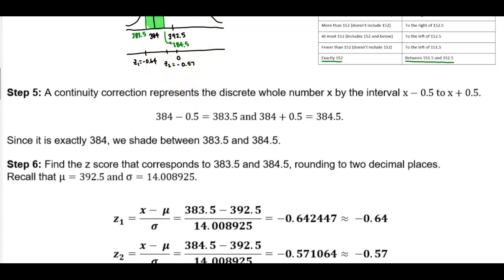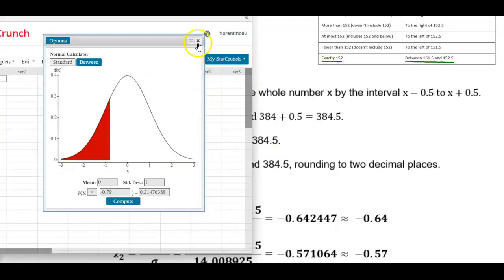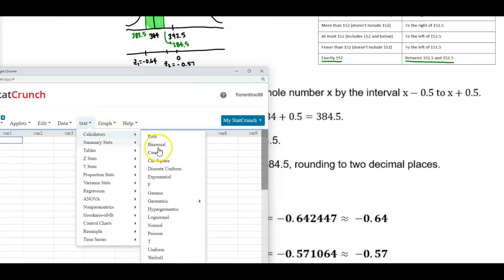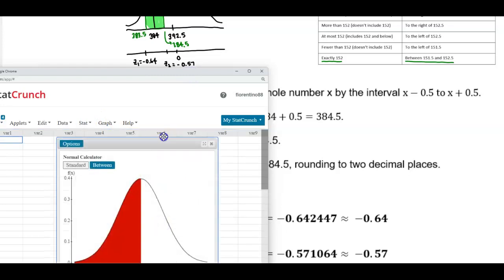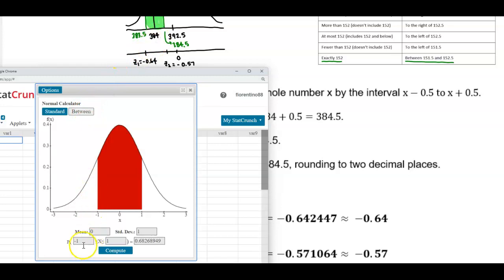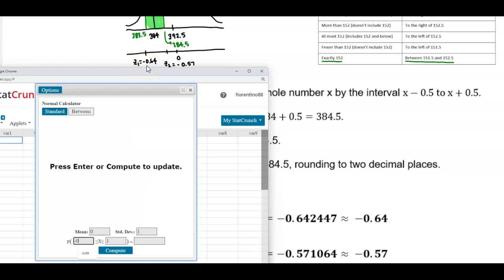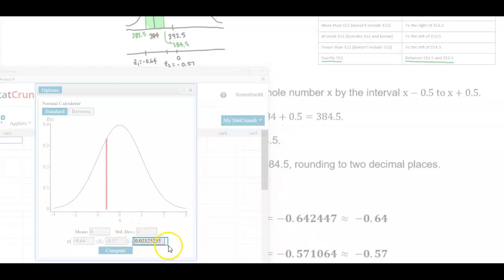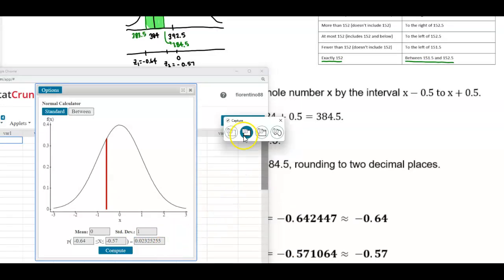So now we're going to use StatCrunch to find the area in between those two z-scores. In order to do that, we want to make sure we go to Stat, select Calculators, and then go to Normal. Since we're looking for in between, we want to select between. We have our lower value of negative 0.64, and the upper value is going to be negative 0.57, and then select Compute, and that's going to give us our area, or our probability.